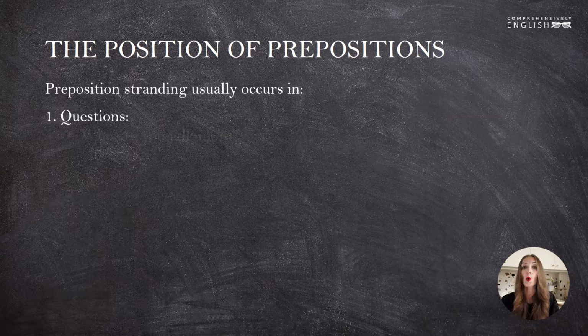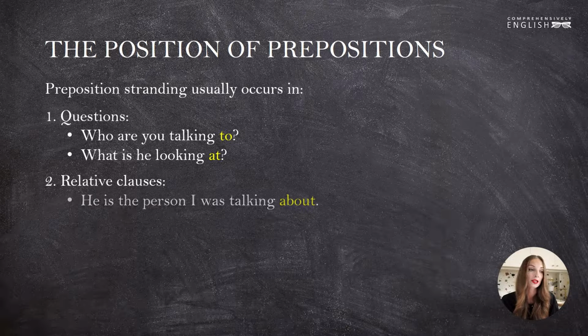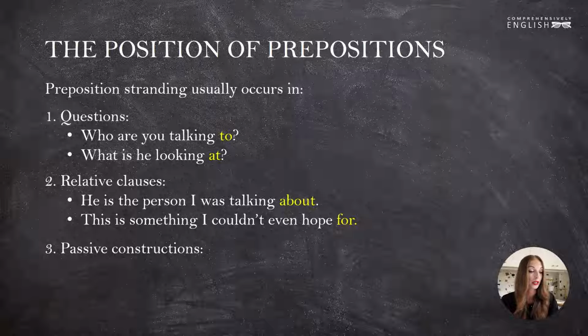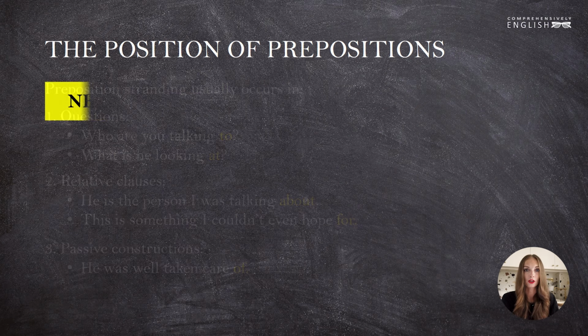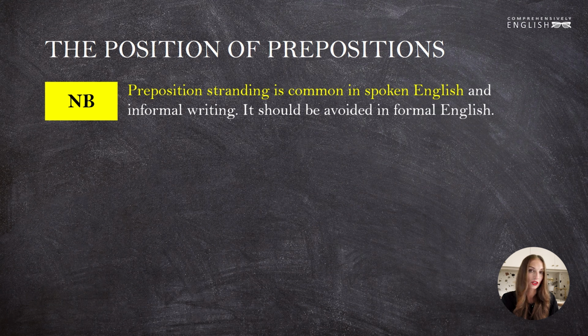For instance, who are you talking to? Or what is he looking at? In relative clauses, for instance, he is the person I was talking about, or this is something I couldn't even hope for. And it also happens in passive constructions. For instance, he was well taken care of. As I've already mentioned, preposition stranding is common in spoken English and in informal communication. But in formal English, it is usually avoided.